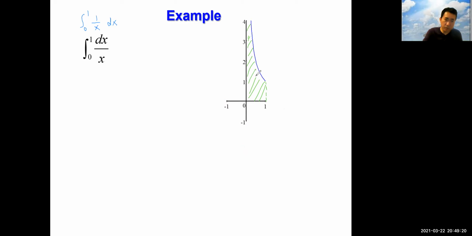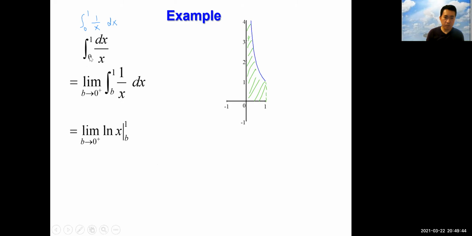All right, so again, we do two steps. Step 1 is to replace where the problem is. The problem is at 0. The function is not continuous at 0. We have a vertical asymptote at 0. So we're going to replace the 0 with B. Actually, you can replace 0 with A or N. It doesn't matter, it's just a letter. Replace 0 with B in this case, and let B approach 0 from the right.